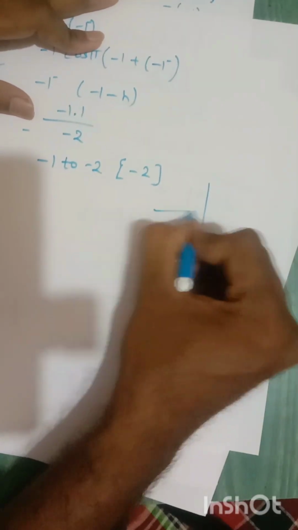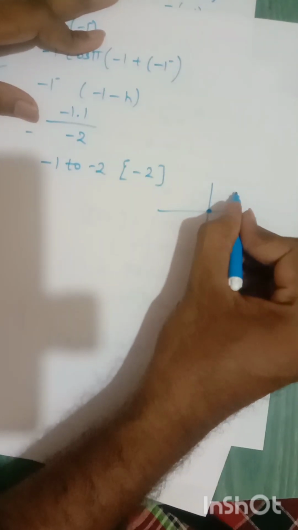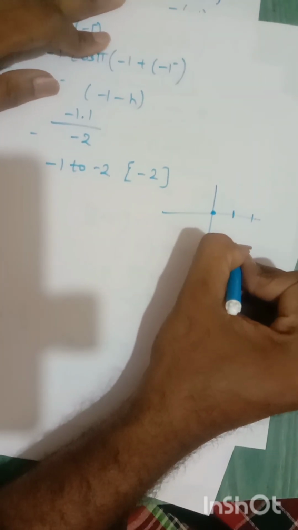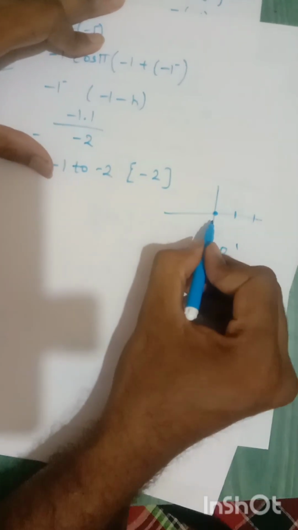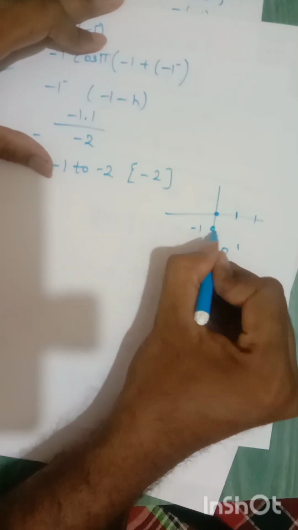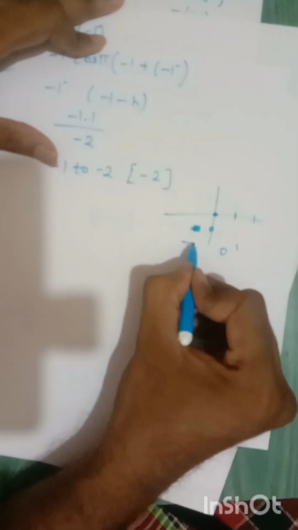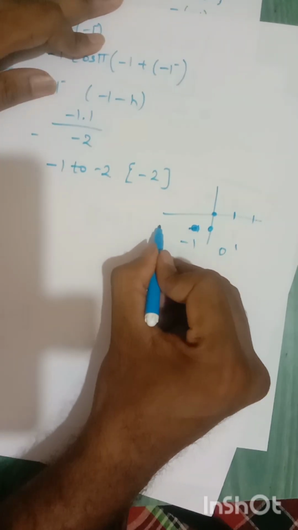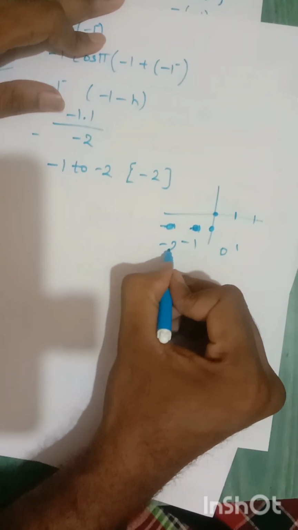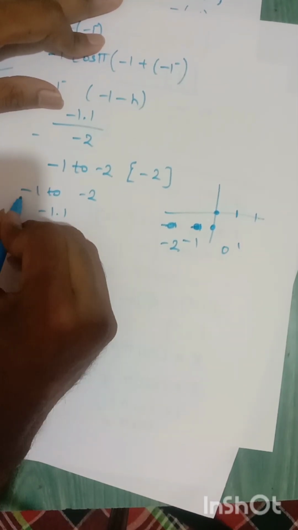From 0 to 1, whatever values are there, the greatest integer value will be 0. From 1 to 2, whatever the value will be there, the greatest integer function will be 1. But in negative, from minus 1 to 0, the greatest integer function will be minus 1. From minus 1 to minus 2, the greatest integer function is minus 2. So minus 1.1 lies between minus 1 and minus 2.